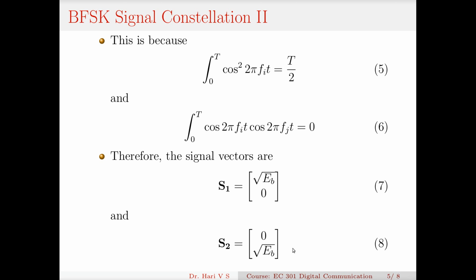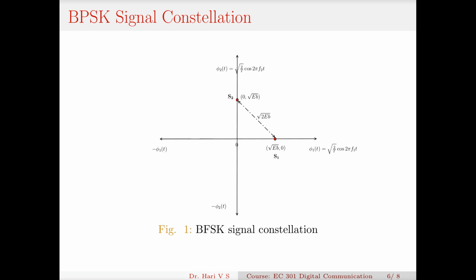So if I plot these vectors s1 and s2, it will look like this. Here this is the phi 1 axis, that is root of 2 by T cos 2 pi f1 t, and this is phi 2, that is root of 2 by T cos 2 pi f2 t. This point is s1, that is root E_B, 0, and this is the point 0, root E_B. The distance between the two signals is root of 2 E_B by Pythagoras theorem.